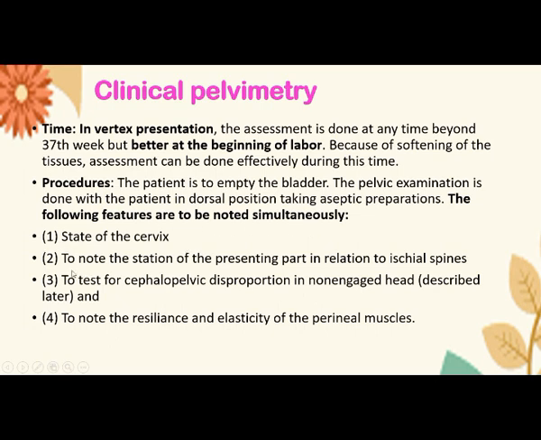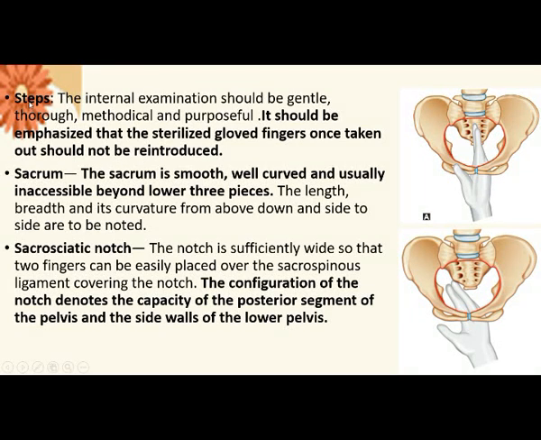State of the cervix, to note the station of the presenting part in relation to the ischial spines, that is the station. To test for cephalopelvic disproportion in a non-engaged head, to note the resilience and elasticity of the perineal muscle. So the steps: the internal examination should be done with two fingers. We can do the internal examination methodically and purposefully. And it should be emphasized that with sterilized gloves, the finger once taken out should not be reused.